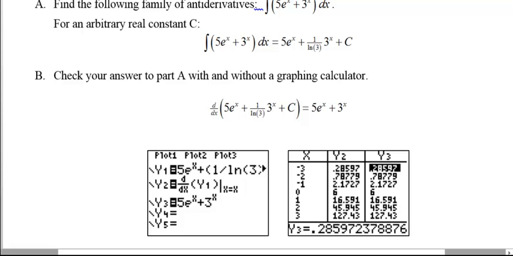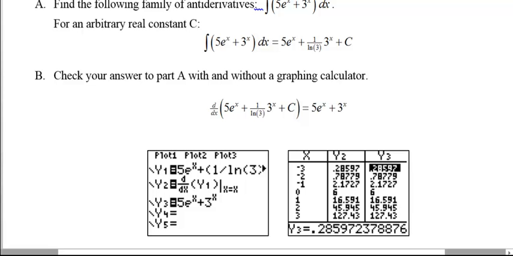The derivative of the sum is the sum of the derivatives. Let's work it this way. The derivative of 5 times e to the x is 5 times the derivative of e to the x. The derivative of e to the x is e to the x, so the derivative of that first term is 5e to the x. The derivative of the middle term, 1 over ln of 3, is a constant, so we keep that there. And the derivative of 3 to the x is 3 to the x times ln of 3. Well, the ln of 3 cancels the 1 over ln of 3 here, leaving us just with 3 to the x, and the derivative of c is 0.